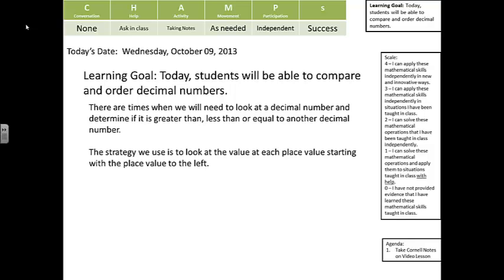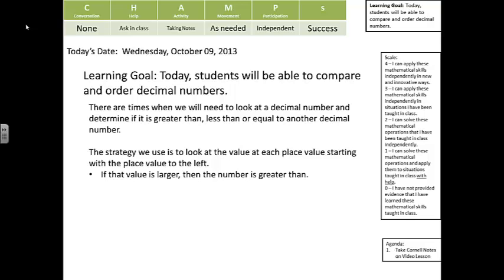So we're going to use a particular strategy that helps us do that, and we're going to use the place values to determine which value is less than or greater than. And we're always going to start from the leftmost place value. All right, so whatever the biggest value is, the one that we're going to start with.